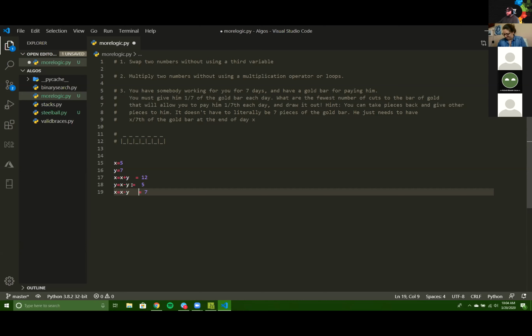Everybody see that? Ingenious. Magic. So magical. Well, actually, it would be y minus x on the second one, right? No, the first one. Because x is x plus y, so x is 12, and then y is x minus y, which sets y equal to 5. And then if you did x minus y, it would set x to 7. Oh, okay. Right. Yeah, you're right.